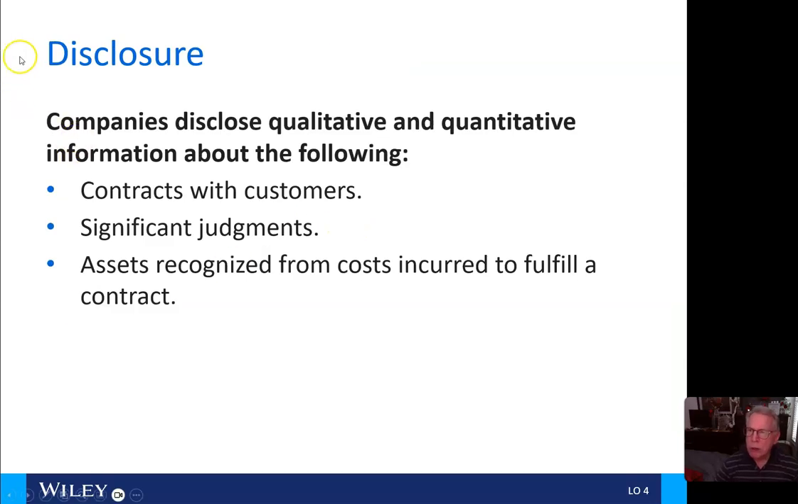All right, disclosure. Companies will disclose qualitative and quantitative information about the following: contracts with customers, significant judgments, and assets recognized from costs incurred to fulfill a contract.